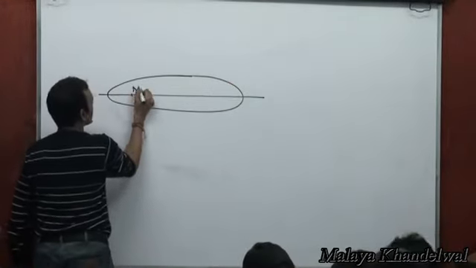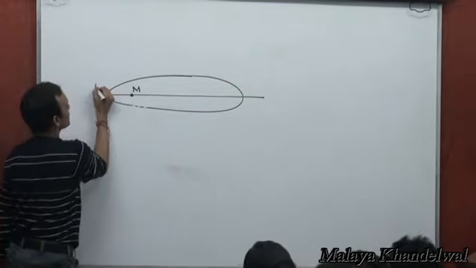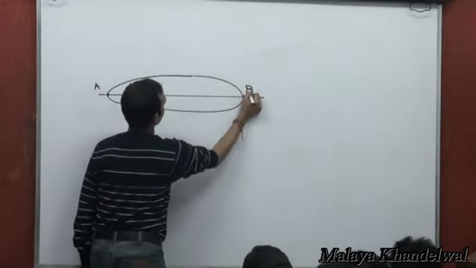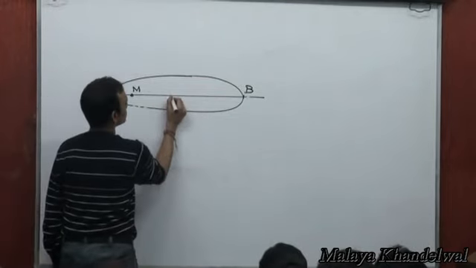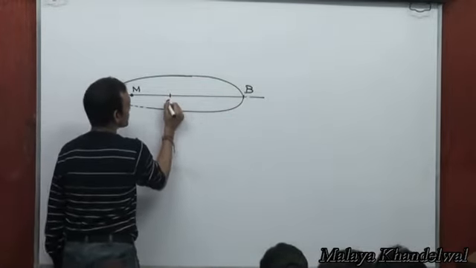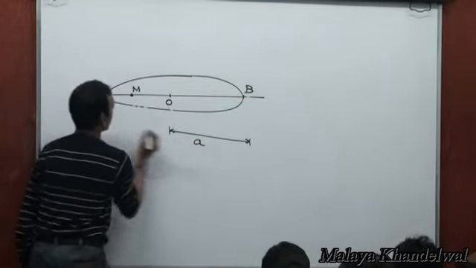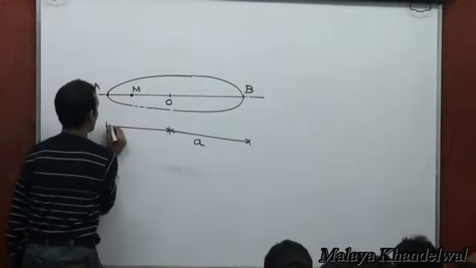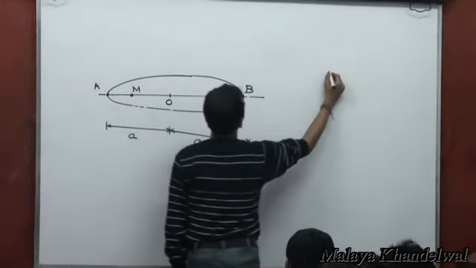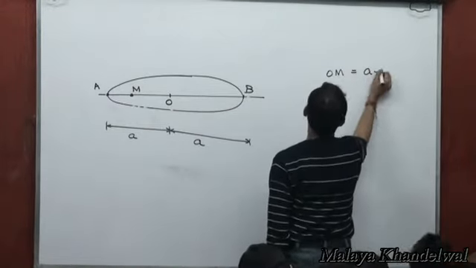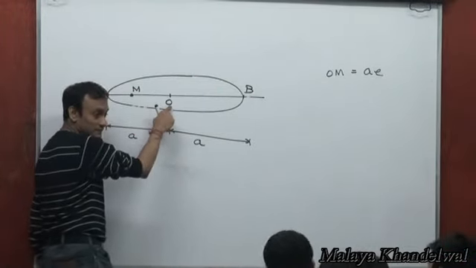Let's say the gravitating mass M is at one of the foci, and these are the extremities of the major axis of the path described. This is the center O, with OA and OB being equal to A, the semi-major axis of the elliptic path, and OM being A times the eccentricity of the ellipse. M is one of the foci, O is the center of the ellipse, right?